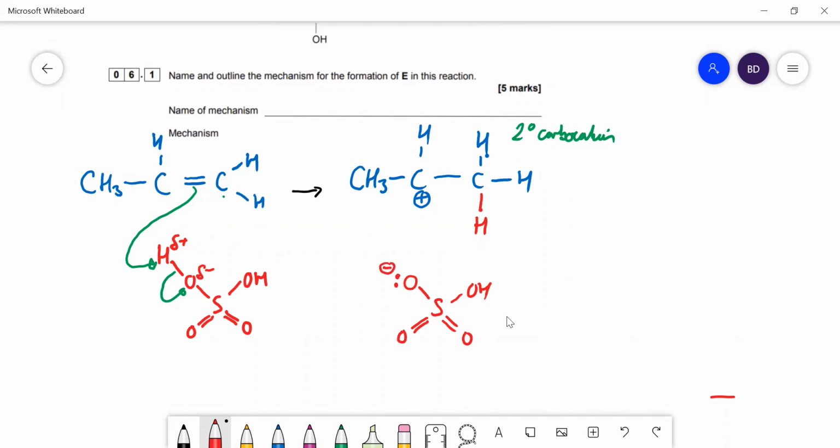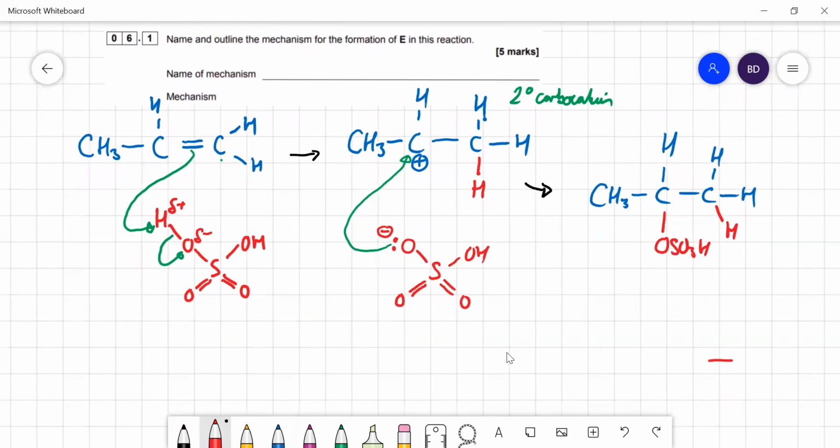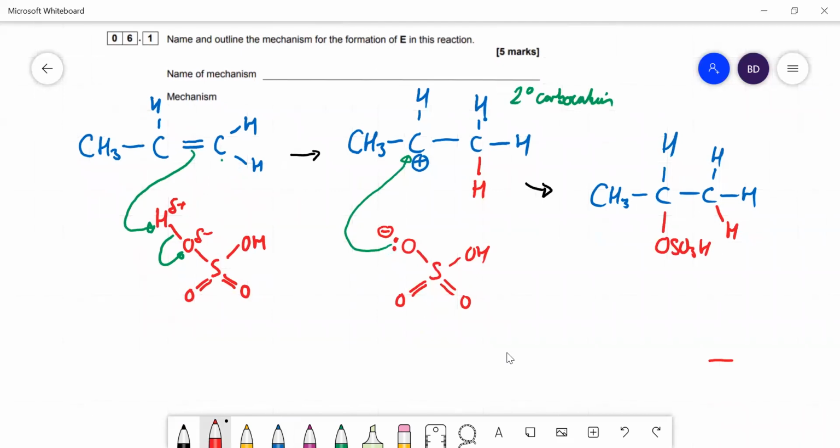And the final step of the mechanism is that pair of electrons goes to the carbocation to form a bond there, and we've got our product, okay, with the hydrogen sulfate group on the middle carbon. That's going to be our major product. Okay, I'll write that OSO3H, and we've got the H there. Okay, well, that's our mechanism there. What's the name of the mechanism? Of course, it is electrophilic addition.